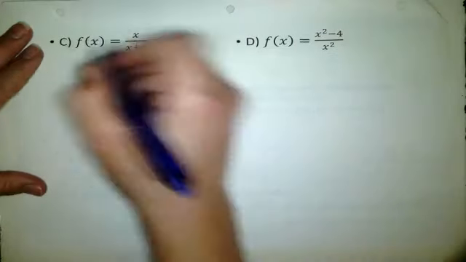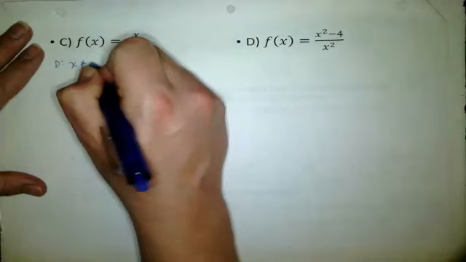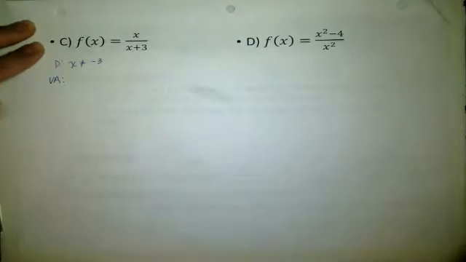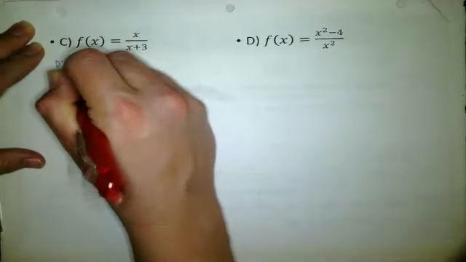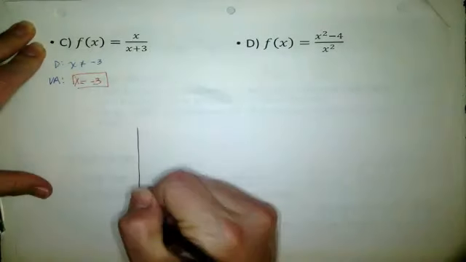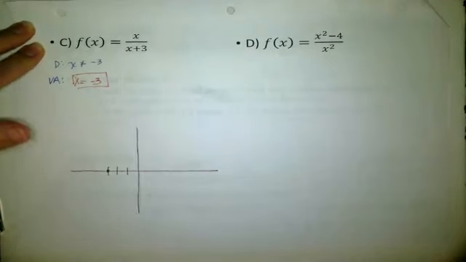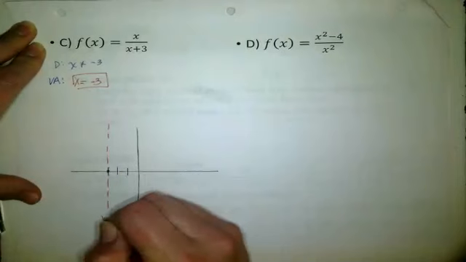I can't factor this, so I know that the domain is x cannot equal -3, which means I have a vertical asymptote at x equals -3 that I can graph. So let's do that. The vertical asymptote is right there. I'm going to label it.